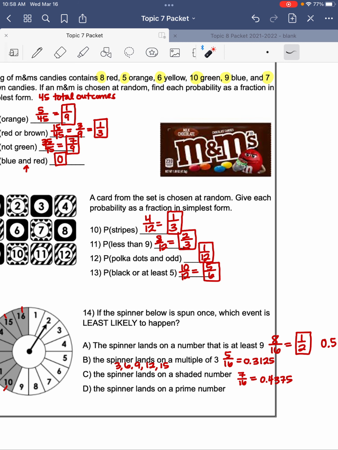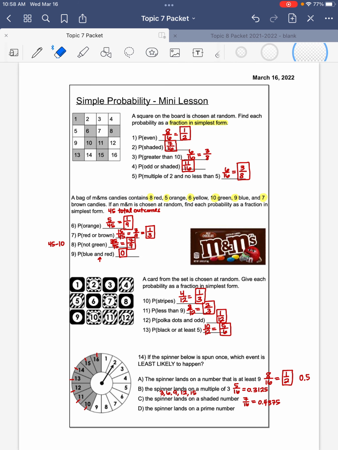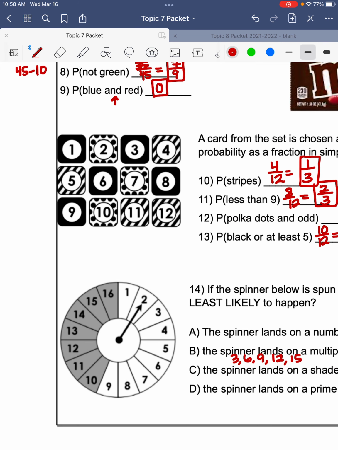So let's look at D. The spinner lands on a prime number. Okay, well, our prime numbers here. Remember, prime numbers are bigger than 1. So 2 is a prime number, 3 is a prime number. 4 is not because 2 times 2 makes 4, so 4 is not prime. 5 is a prime number. 6 is not because 2 times 3 makes 6. 7 is a prime number. 8 is not a prime number. 2 times 4 makes 8. 9 is not a prime number. 3 times 3 makes 9.